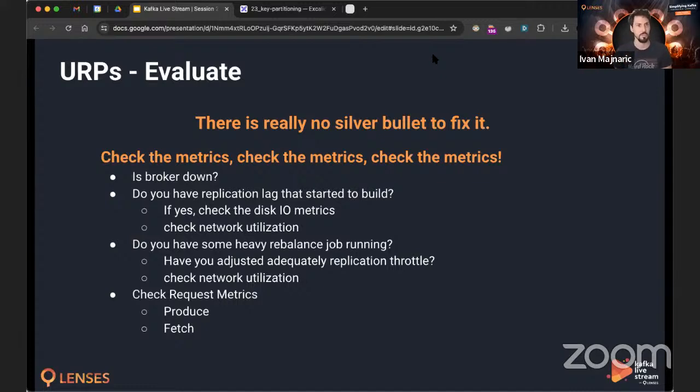Well, it can actually be a huge operational issue. But how do you fix it if you have it, and whether you should fix it or not? First of all, you have to evaluate. We're not going to talk today about the perfect formula for how you should fix your under-replicated partitions. There is no silver bullet for it. There are so many various scenarios that you can't know how to approach it. As I said, it can be a broker down.